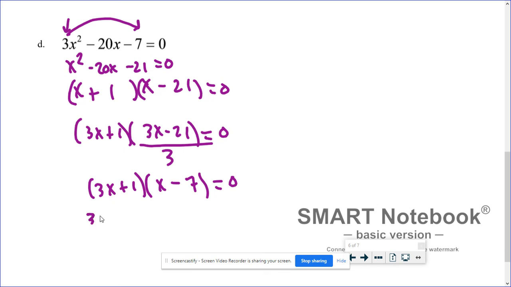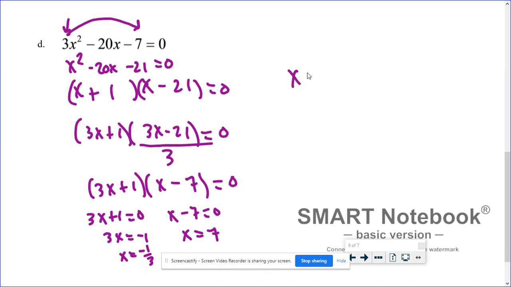Set those equal to 0. So 3x plus 1 equal to 0. Subtract 1. Divide by 3. Here you have x minus 7. Just add 7. All right. So those are your 2 answers, negative 1/3 and 7.